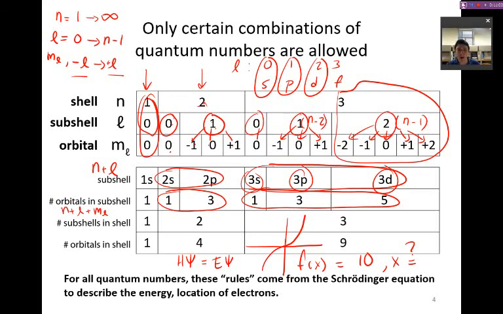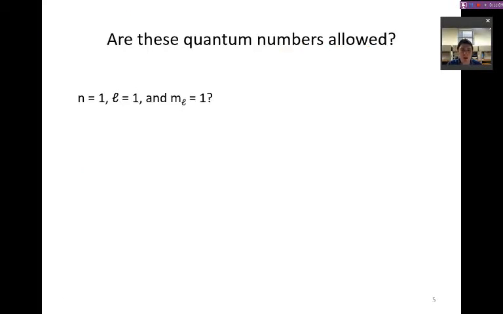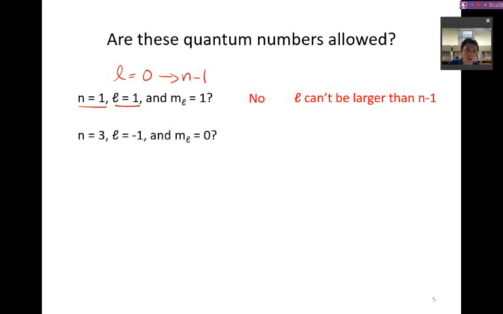So now let's practice. I'm going to do this first one and describe it for you, and then after that I want you to try these on your own. So we want to know, are these quantum numbers allowed? n equals 1, L equals 1, m sub L equals 1. Well, the answer is no. L must be equal to 0 up to n minus 1. Since in this case L is equal to n, then that cannot be possible. Okay? You try the next one.